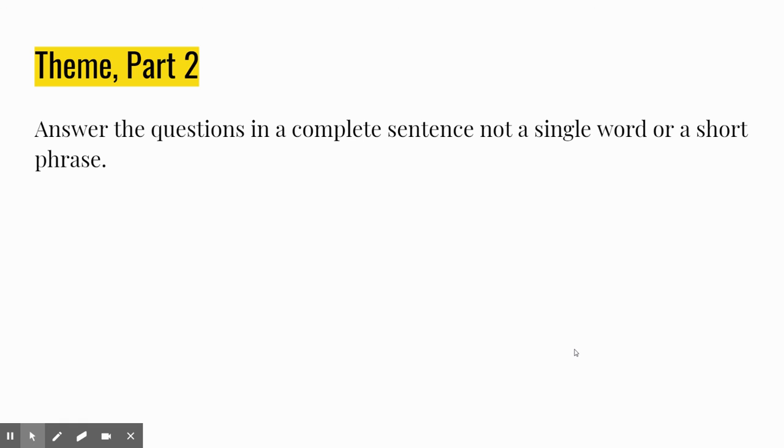So remember that with theme, you're going to answer the questions in a complete sentence, not a single word. You're probably not going to be able to cover all of the subjects. There can be more than one theme for any work. You probably, like I said, won't be able to cover all of those subjects or try to answer all of those questions. That's impossible. But everything in the theme should be supported by the work as a whole.